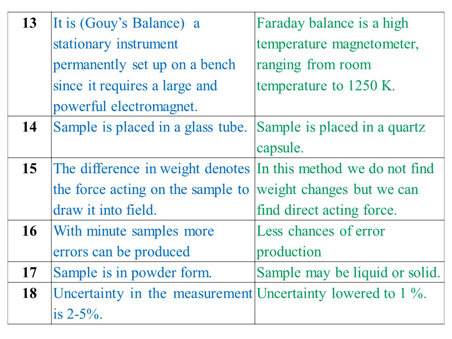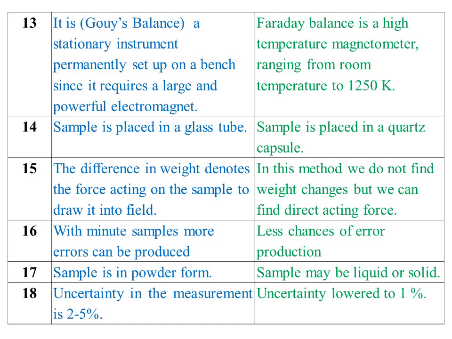In Gauss method, the difference in weight denotes force acting on the sample, but in case of Faraday's method, we can directly record force acting on the material. For Gauss method, with minute sample, more errors can be produced, less chances of error in case of Faraday's method. Sample is in powdered form, but in case of Faraday's method, sample can be used in liquid or solid.